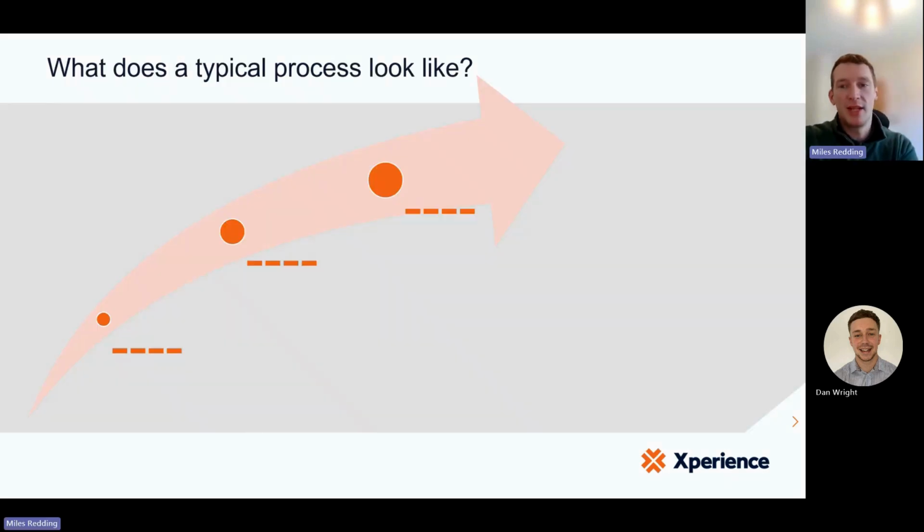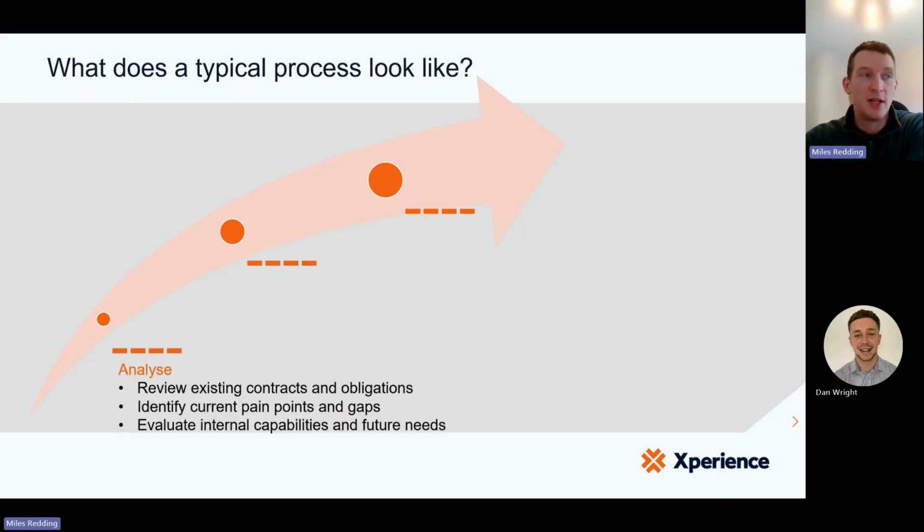So in my mind, what does a typical process look like? And I've tried to simplify this as best as I can, and I'll expand on a couple of these sections a bit more in the upcoming slides. But a 3-stage process for me would really consist of these 3 stages. The first one would be the analysis phase.